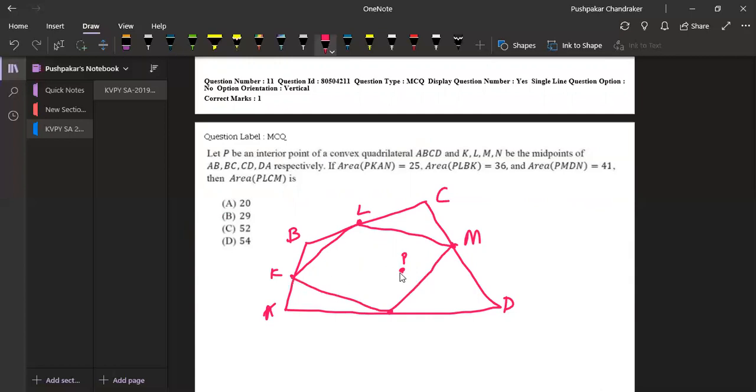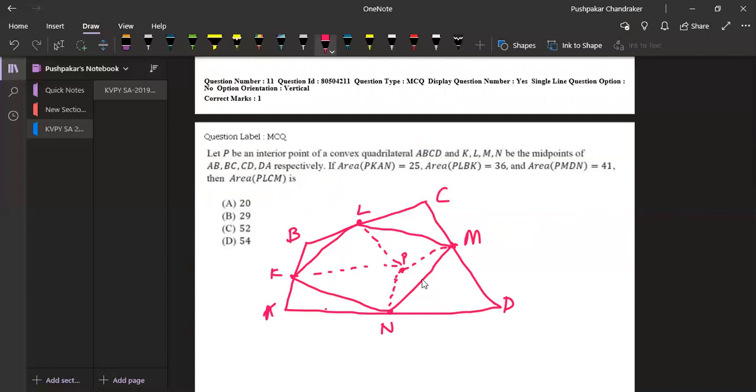Okay, now connect this point with these midpoints. We get 4 quadrilaterals. They're given the area of those. First they're given this one, PKAN. So this quadrilateral area they are given. Okay, this area.